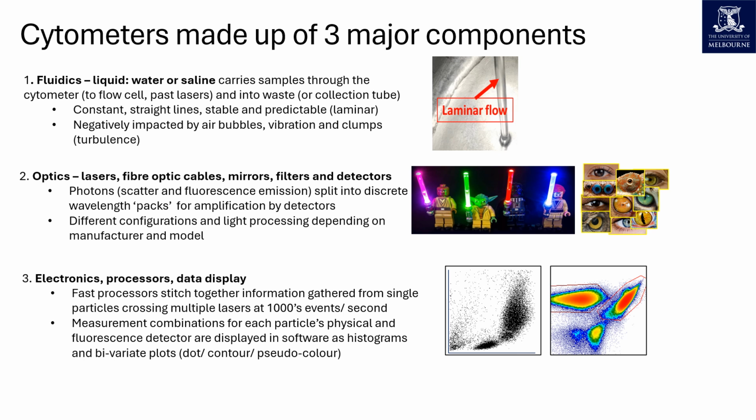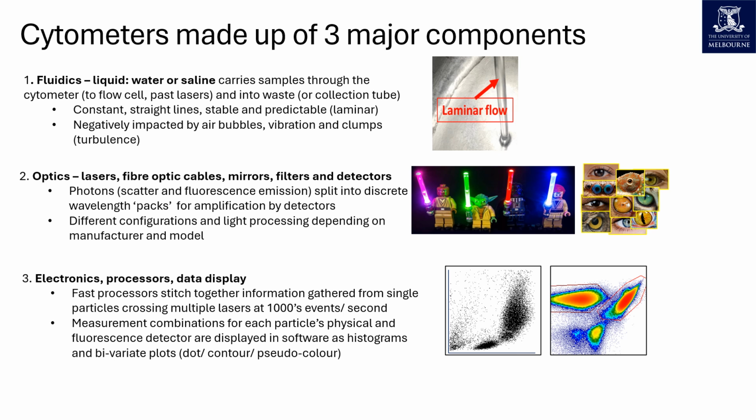Optics include the lasers, fiber optic cables, mirrors, optical filters, and detectors. Lasers provide the light source that is scattered and excites fluorescent molecules. Scattered and emitted photons are split into discrete packets of photons of similar wavelengths by mirrors and filters before they are amplified at detectors. The photons produce an electrocurrent within the detectors that is proportional to the initial input of photons that make it to that detector.